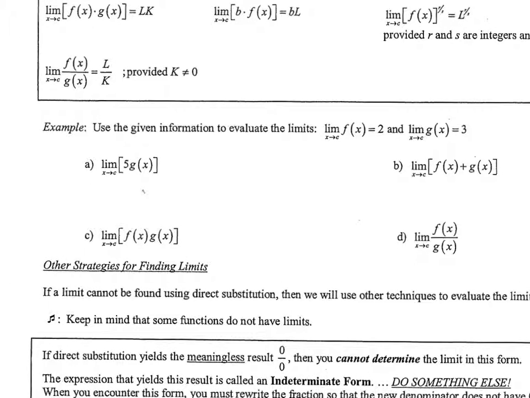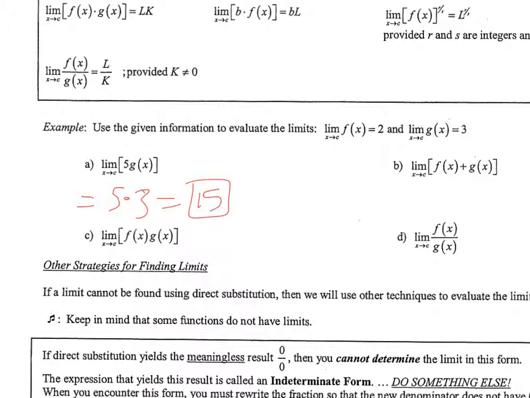What they're telling us up here is that we're looking at x approaching c. So c is a certain x value. We're approaching that value, and function f gets really close to 2 there, and function g gets really close to 3. And if you notice, in all of the examples we're always getting close to that x value of c, wherever that is on a graph. So again, just use common sense. In part A, what's the limit as we approach c of 5 times g of x? Well, just take 5 times the limit for function g, which was 3. So 5 times 3 gets me 15. It's as simple as that.